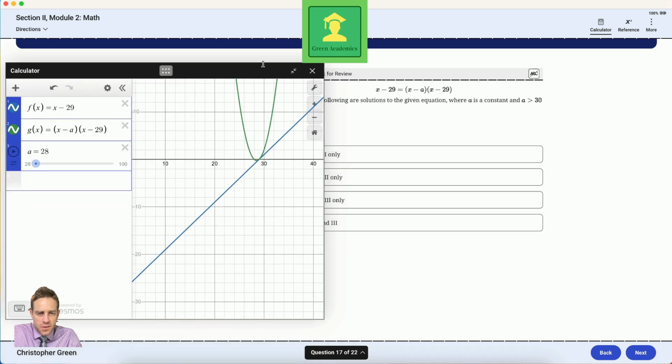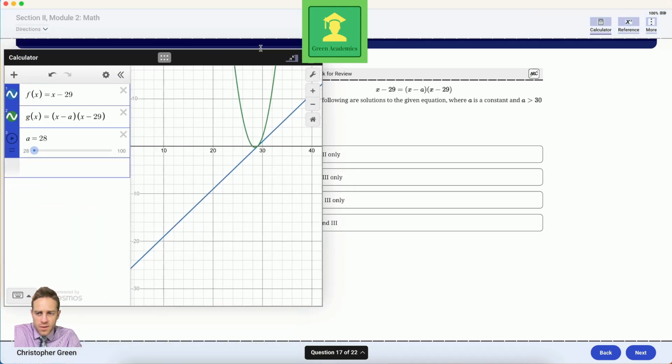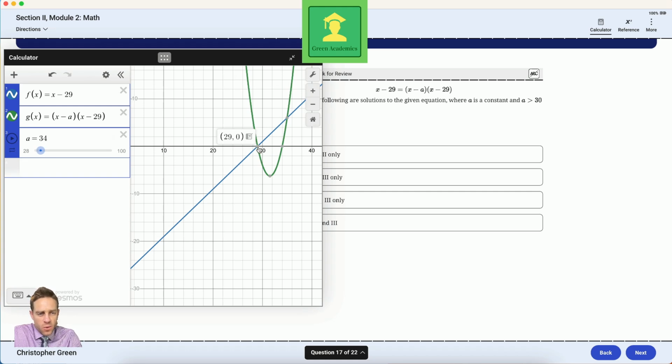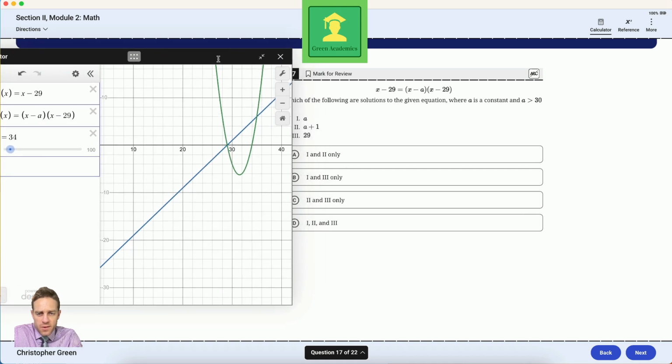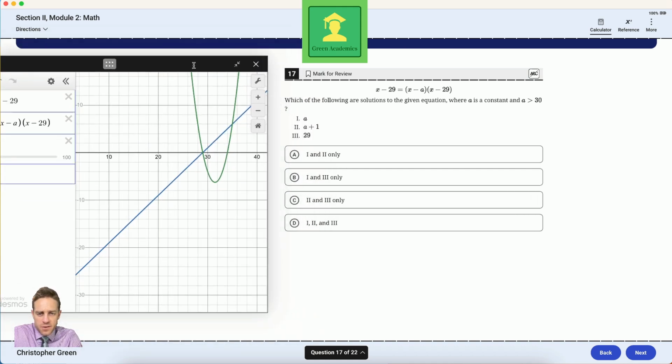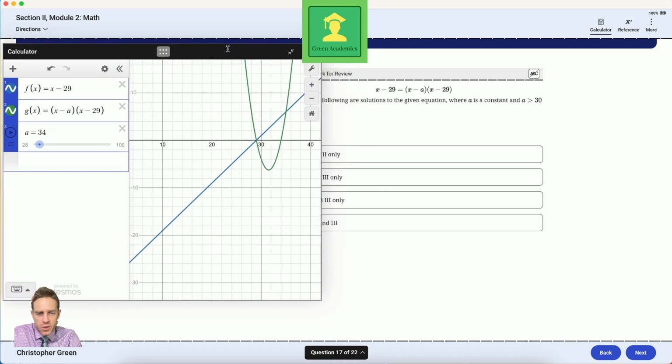Which of the following are solutions to the given equation if a is greater than 30? So make sure to make a something like, so let's see. I'm just going to pick a random number for a. Suppose a is 34. If a is 34, which is valid because 34 is greater than 30, then the solutions are 29 and 35. So when a is 34, the answers are 29 and 35, which is, of course, Roman numeral 3 and Roman numeral 2.